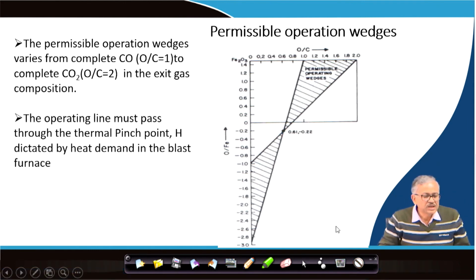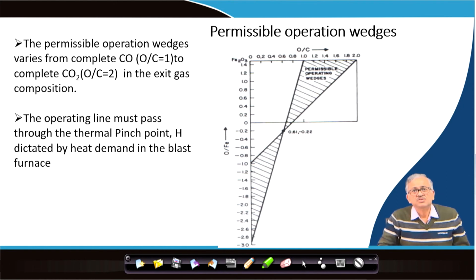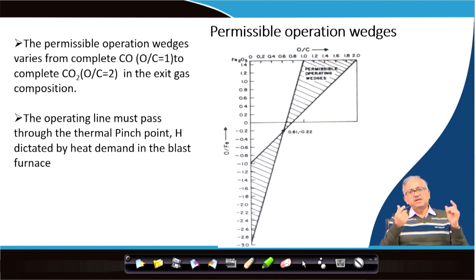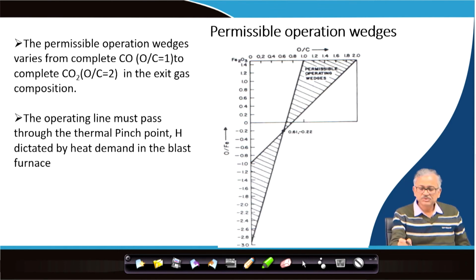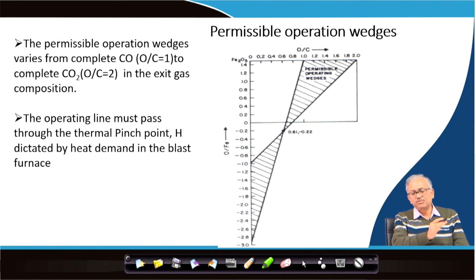So the operating line must pass through the thermal pinch point dictated by the heat demand in the blast furnace, right. So this is what I want to say. If you just do the thermal balance, I have got one fixed point on the line, but it is not the optimum, that is the permissible range. Now the line can move over this range, starting from exit gas CO to CO2. Okay. So anywhere it can lie.